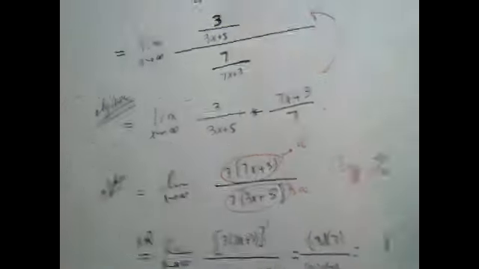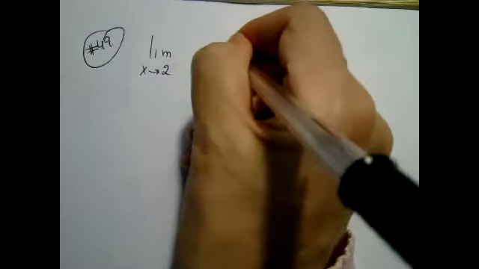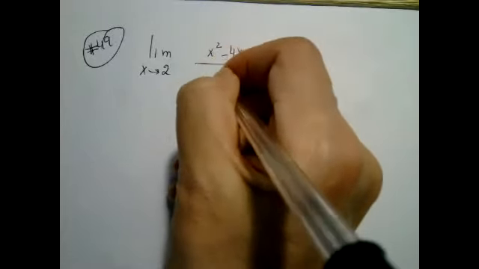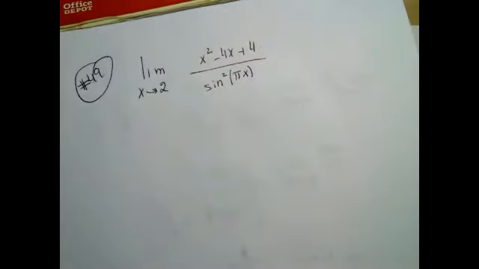Okay, now let's look at 49. See what this is about. So 49, it's the limit as x becomes close to 2 of the following: x squared minus 4x plus 4 over sine squared x, but remember sine squared is nothing more than sine x to the power 2.